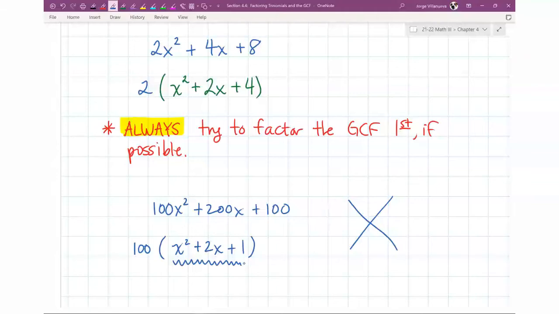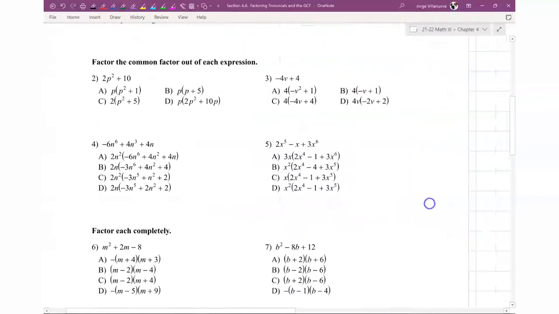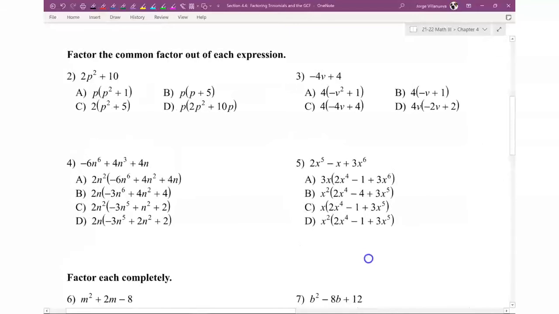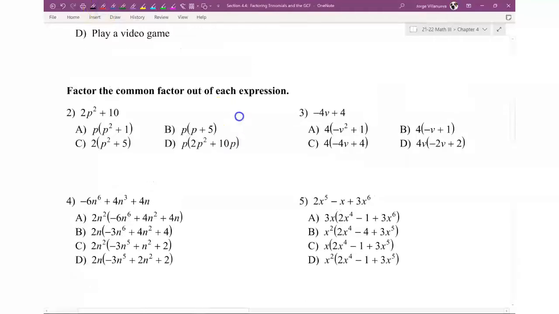But before we do the x method, in case you don't remember it, we'll get to it. I want to go over these problems. You have 4 problems that are just factor the common factor out of the expression. In other words, what do they have in common? Factor it out. So let's work on question 2, and then we're going to work on question 5, and then we'll go to the x method, and we'll talk about that.